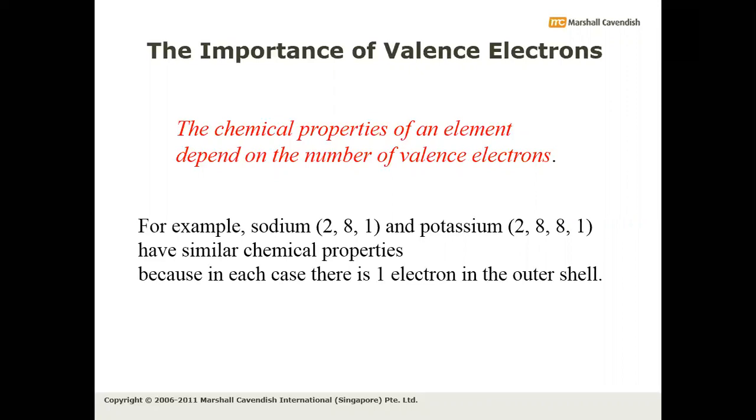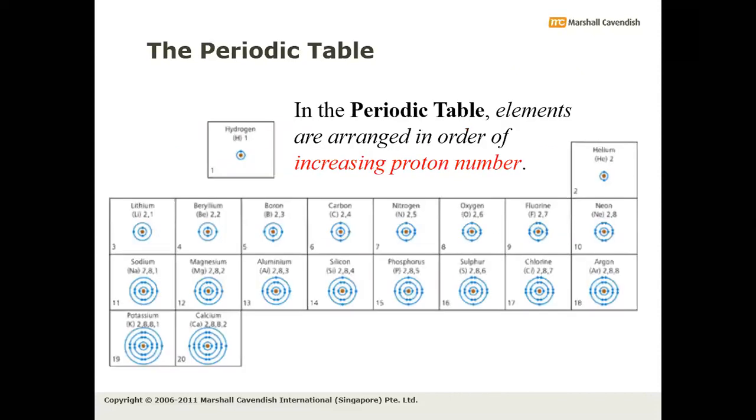Why are they in the same group? Because they have the same chemical properties. And why do they have the same chemical properties? Because they have the same number of valence electrons, the same kind of electronic configuration, and they have one electron in their outermost shell, which makes their electronic structure quite similar.